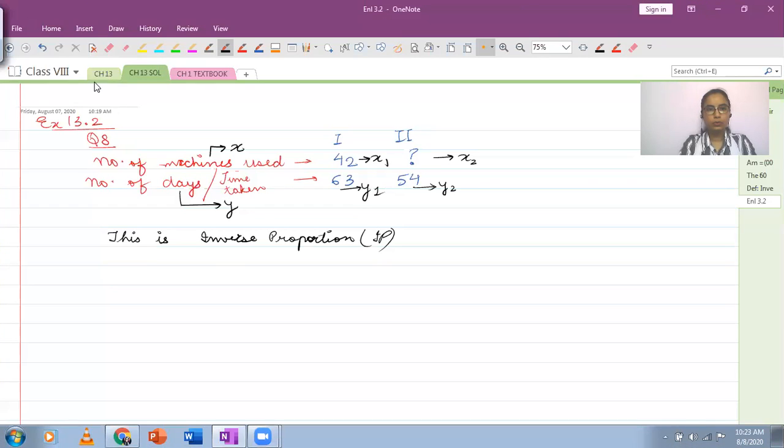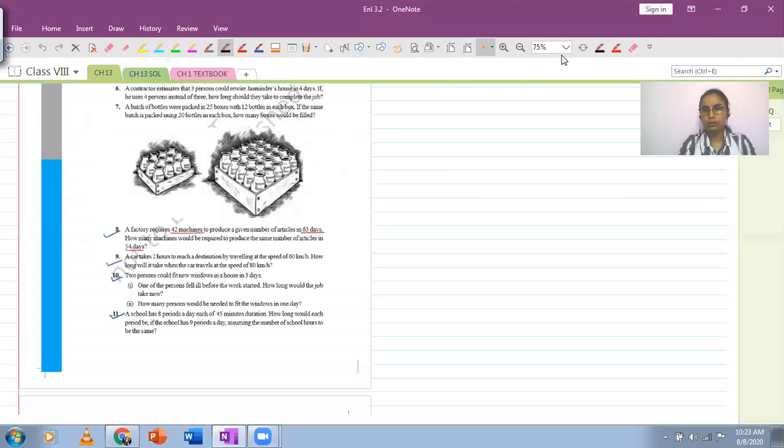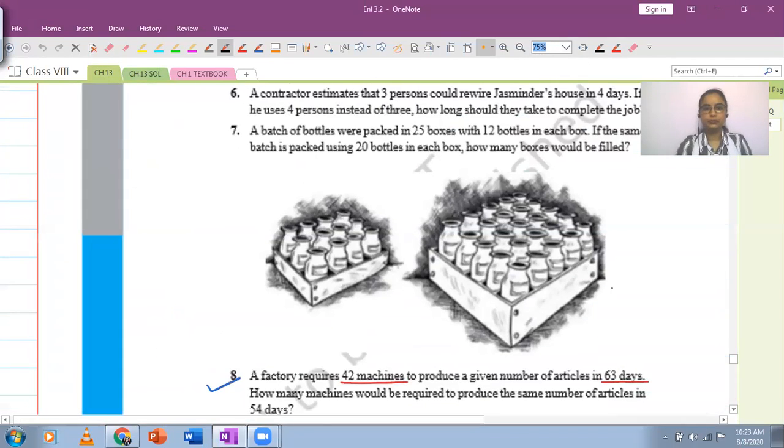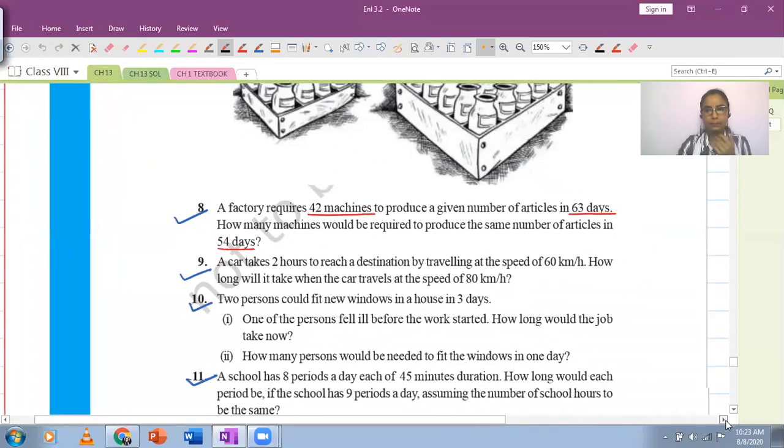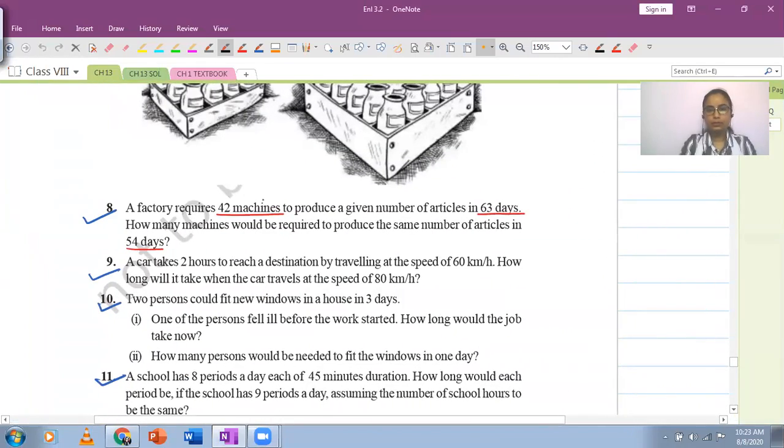So I'll just go over the question again. Question number 8 of exercise 13.2. This is the question that we had. A factory requires some machines to complete the work in 63 days.